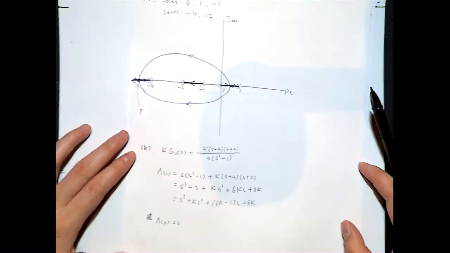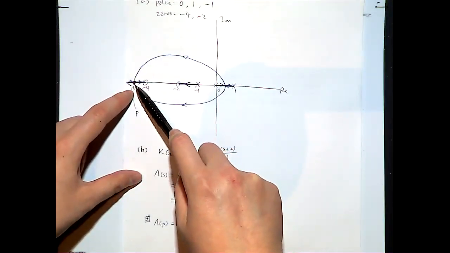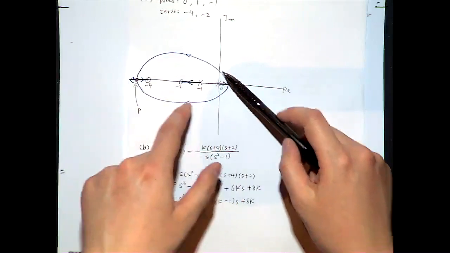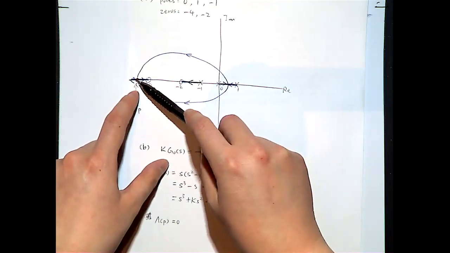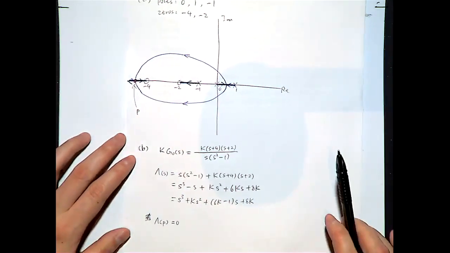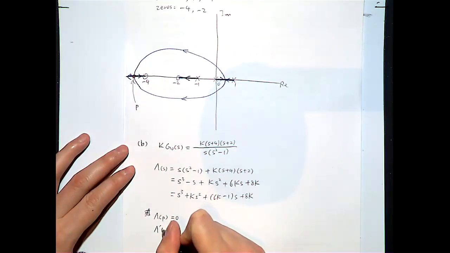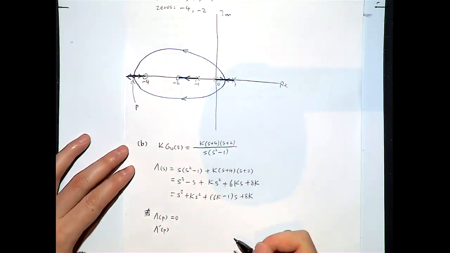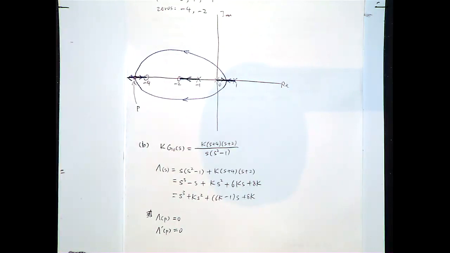And also, you know that at this point, you have two repeated poles. Two poles meet together at this point, then split. So you have two repeated poles at this point, and when you have two repeated poles, you also have the derivative of your characteristic polynomial equals to 0, because it's repeated.